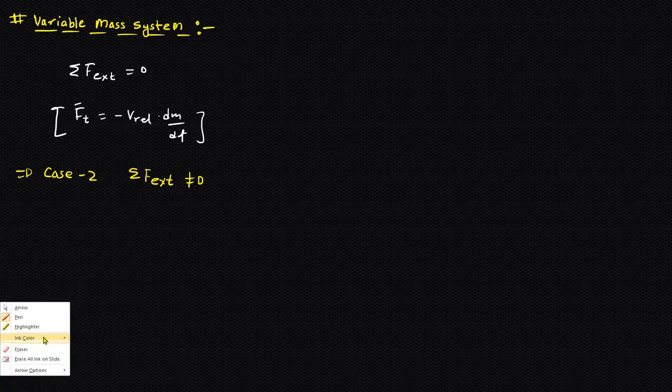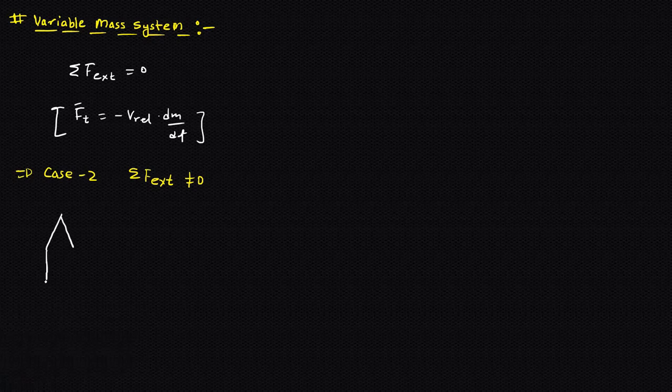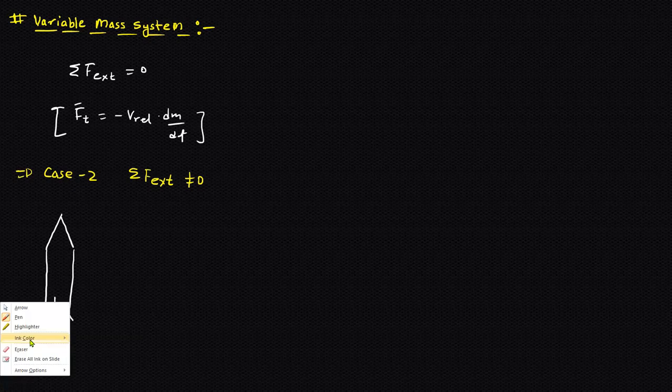So let's take the example. We are assuming that this is a rocket and it is going under the influence of gravity. Gravity is the external force acting in the downward direction, and because the mass of this rocket will continuously decrease, the fuel will be going out from the downside in the down direction. That's why the thrust force will be acting in the upward direction.